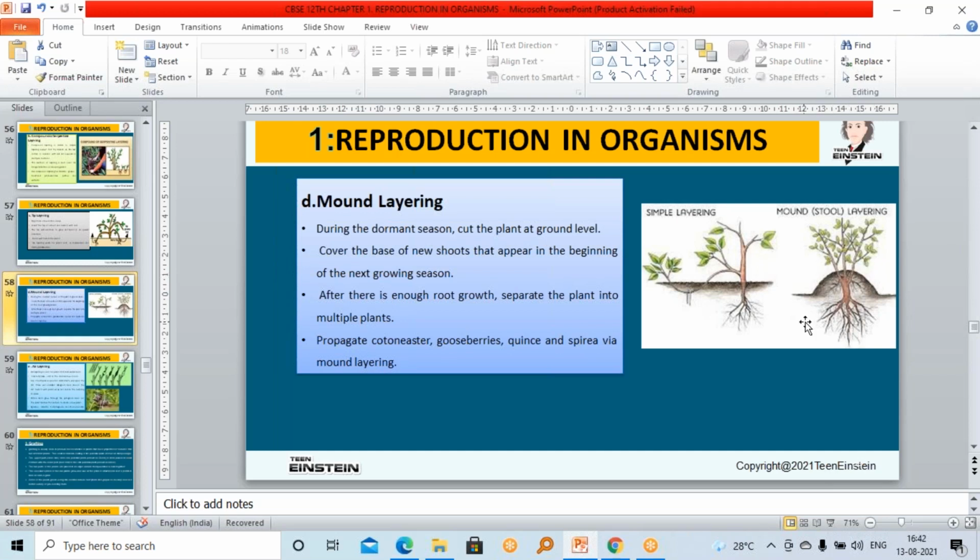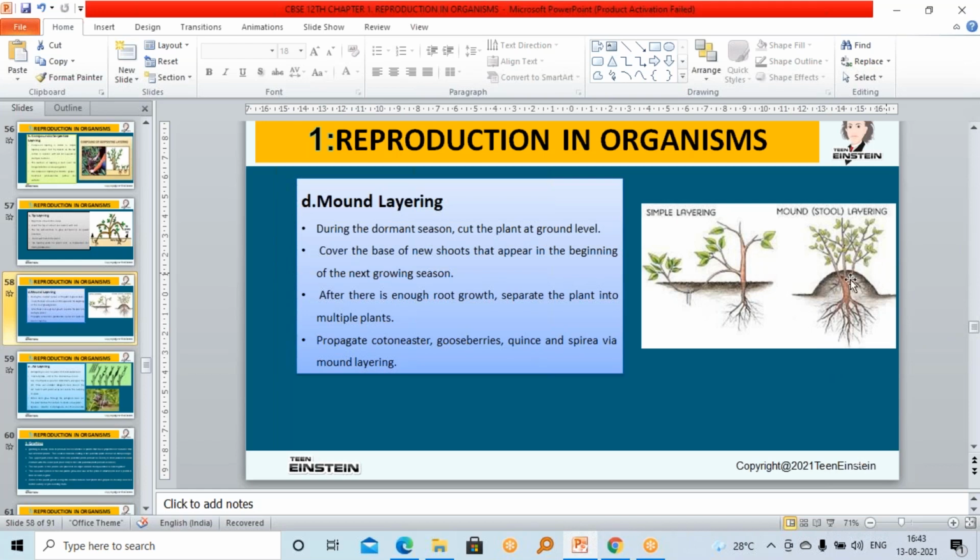Then enough root growth will happen. If we are covering with soil, root formation will start, and root formation will happen in a sufficient way. And after enough root growth, we can separate each part and we can form multiple plants.